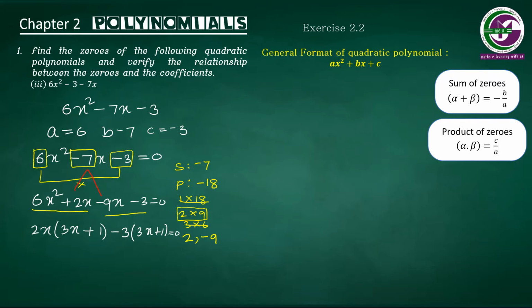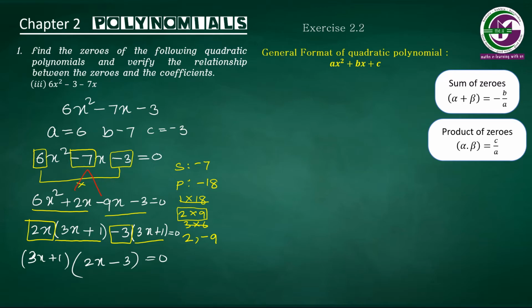Now in this step, it is very important that these two terms must be the same. If you are not getting the same terms, it means your calculation somewhere is wrong. Now we'll take 3x plus 1 common here. The common factor is 3x plus 1, and the remaining terms are 2x and minus 3. So it is 2x minus 3 equal to 0.